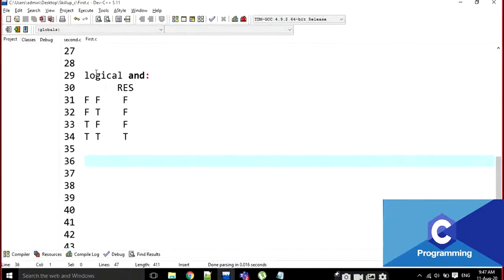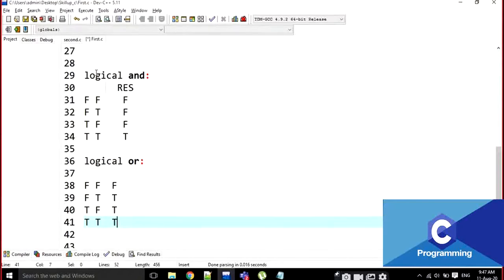Then the logical OR truth table. False, false gives false. False, true gives true. That means if at least one case is satisfied, I am going to the class. Either one case is satisfied, I am going to attend the class. That is called logical OR.